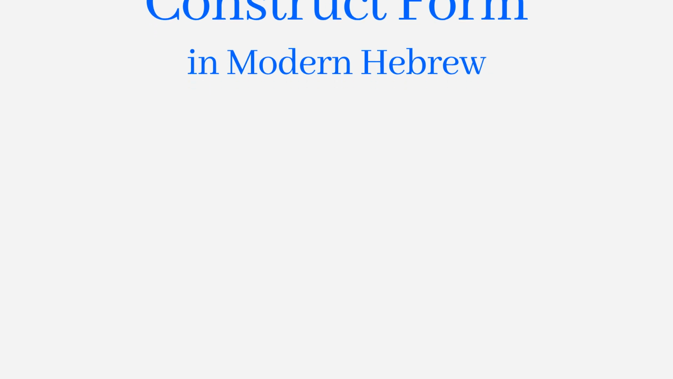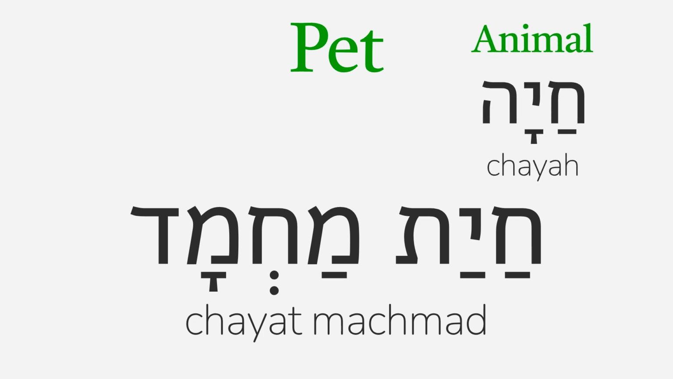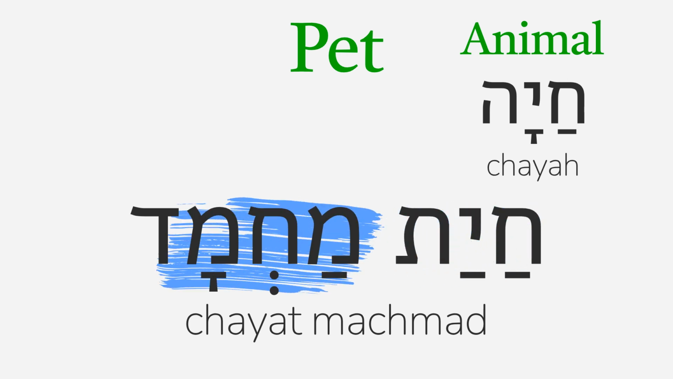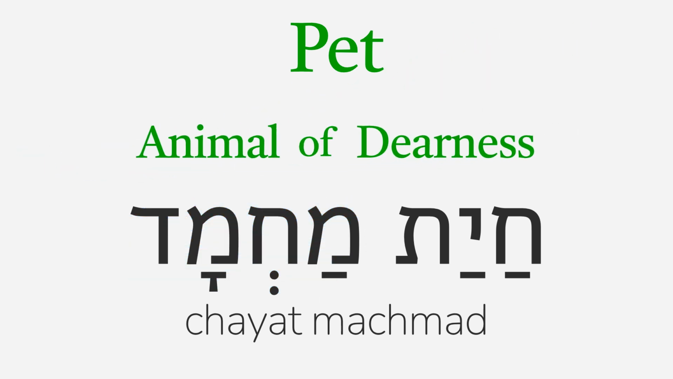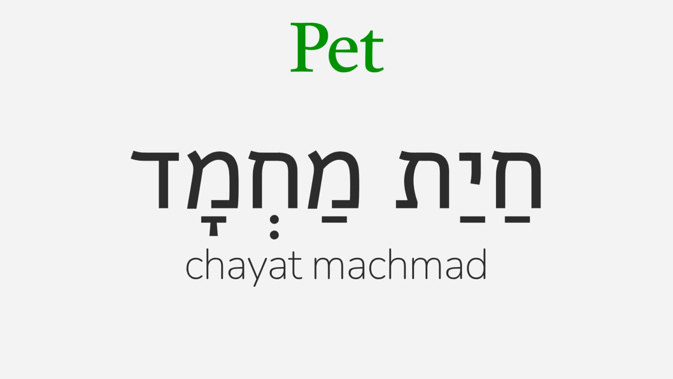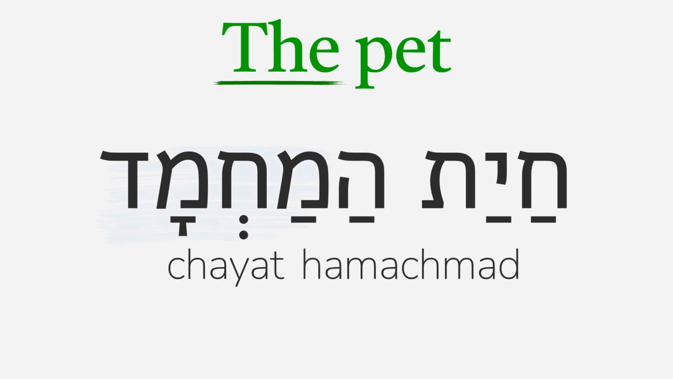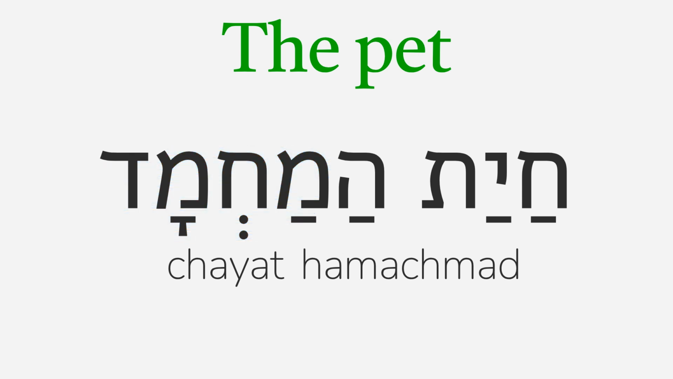For example, the Hebrew words for pet are chayat machmad, which is actually a construct phrase, made up of the words chaya, animal, which in construct form is chayat, with the a changed to at, and machmad, which means something like dearness. Chayat machmad, animal of dearness. That is, a pet. Because chayat machmad is a construct phrase, to say the pet, the place where we add the ha, meaning the, is on the last word, machmad, never on the first word. Chayat ha-machmad, the pet.